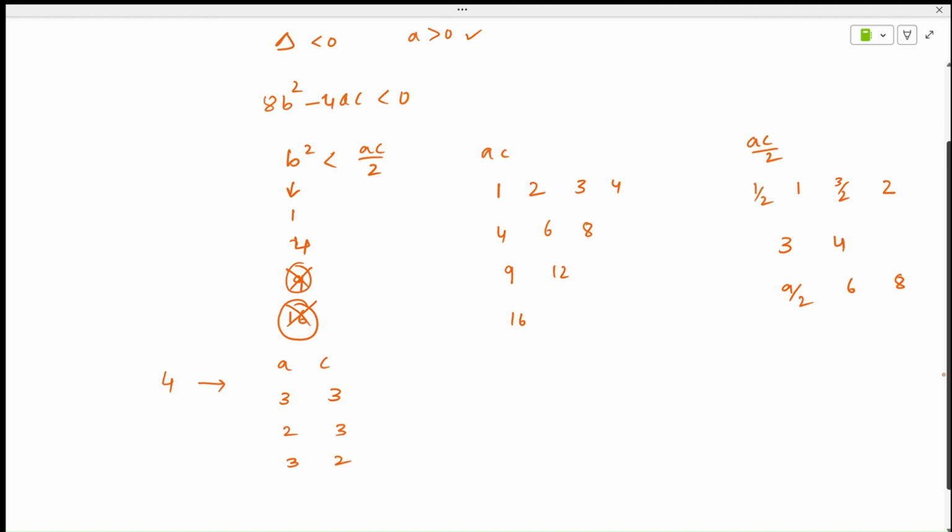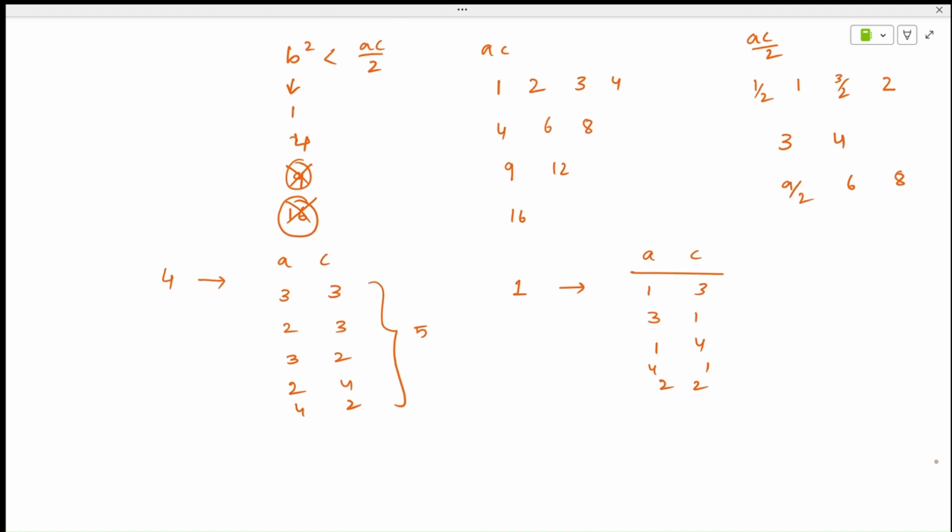And then 8. You can get 8 by multiplying 2 into 4 and 4 into 2. So we will get in total 5 possibilities. If b is equal to 1, then b square is also equal to 1. Then possible values of AC are, you can get 3, so 1, 3 and 3, 1. You can get 4, 1, 4, 4, 1 and 2, 2. And what else? You can get 6, 2 threes, 3 twos.